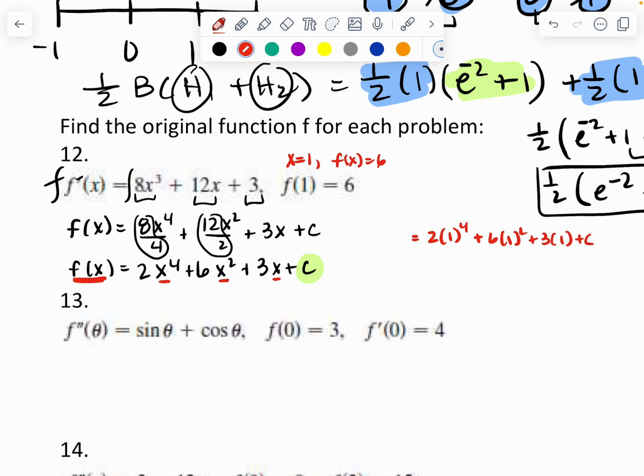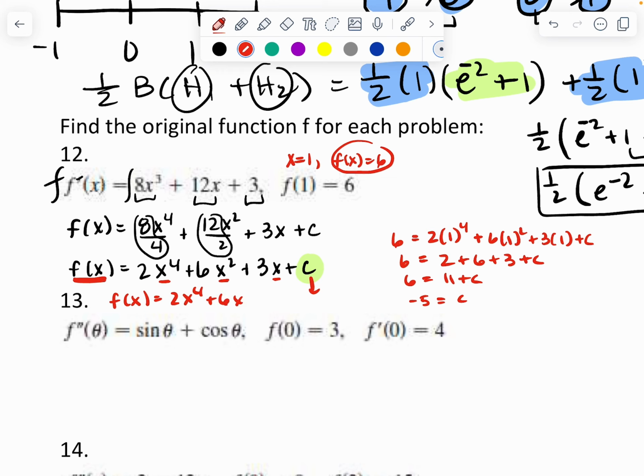It equals f of x, but f of x, or the y value, is just 6. So let's calculate this. This is 2 plus 6 plus 3 plus c. So 6 equals 11 plus c, so c equals -5. So replace the c with the -5 and you're done. So your original function was f of x equals 2x to the 4th plus 6x squared plus 3x, and the c was -5. So it's really the c that's going to give this problem away.